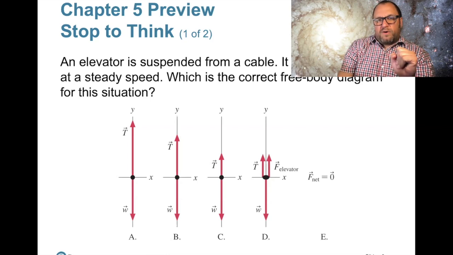Okay, so the big clue here is that it is moving upward at a steady speed. That means its velocity is constant. The velocity is not changing, so that means there's no acceleration. So the forces are balanced. So let's take a look at our picture here.